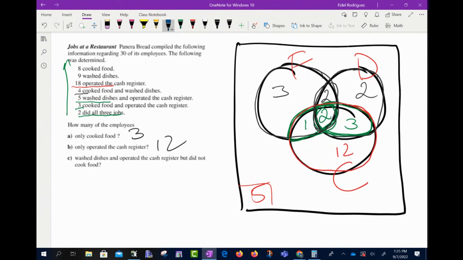So look, y'all, what it's telling me, wash the dishes and did the cash register. So those 2 circles overlap right there. Dishes and the cash register, but did not cook food. I don't want that piece. So what number am I going to use? Just the 3, right? Just the 3. They washed dishes, they did the cash register, but did not cook the food.